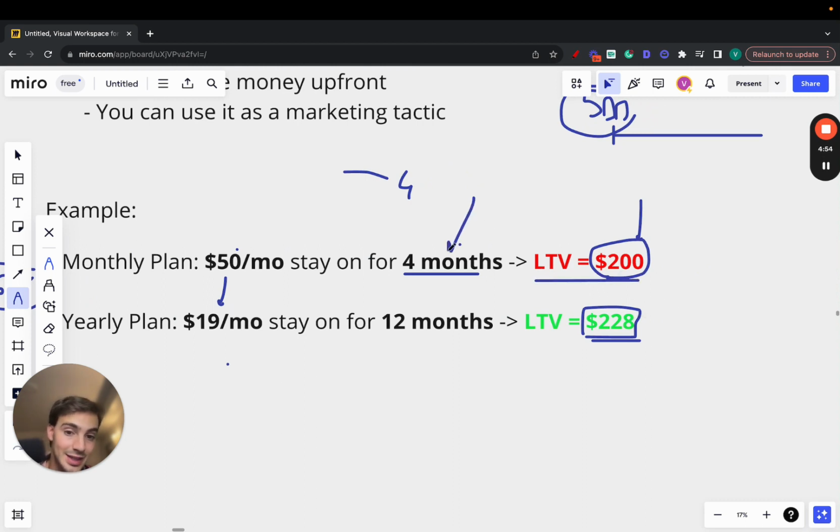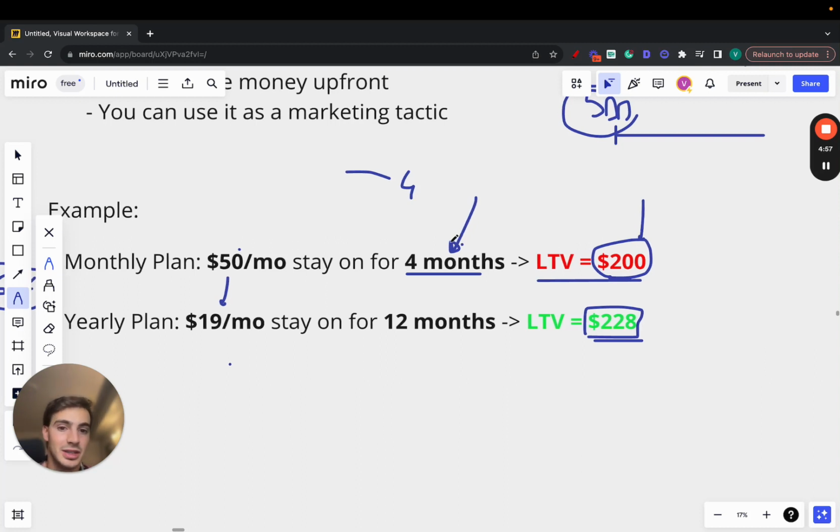And remember, this is the average, right? The average customer stays on for 4 months, right? Maybe it's even 3. Maybe it's 2, right? And most customers won't stay. I mean, you always got to focus on the average still. But still, focusing on the average, you get less money.